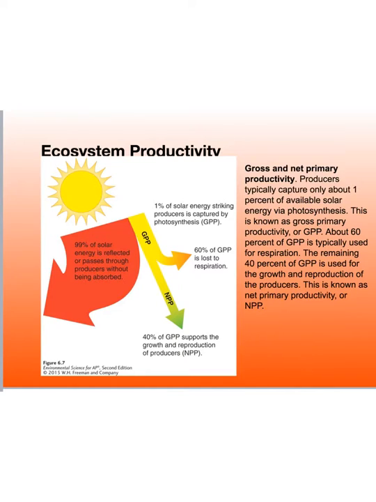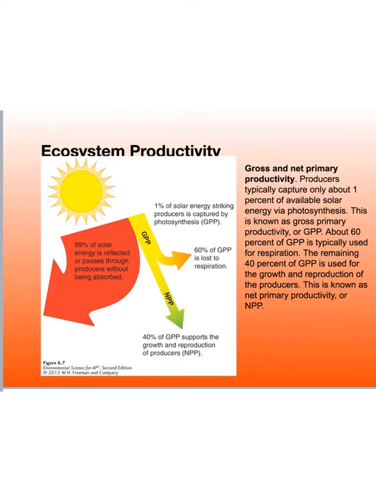When solar energy strikes the Earth, about 99% of it passes through our system or passes through reflectively, I don't know if that's a real word or not, outside. And producers typically only capture about 1% of the available solar energy that they convert with photosynthesis. This 1% capture is what we are calling GPP, the gross primary productivity. About 60% of the gross primary productivity is typically used for respiration. So the remaining 40% of GPP is used for growth and reproduction of the actual plant itself. So this is known as net primary productivity.